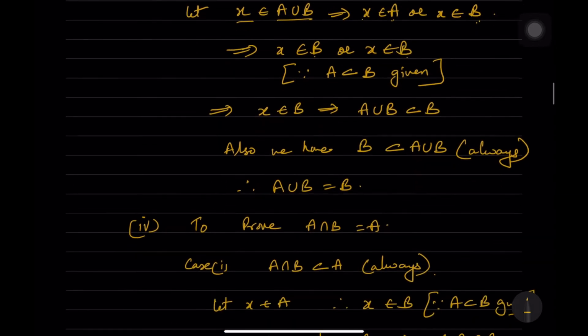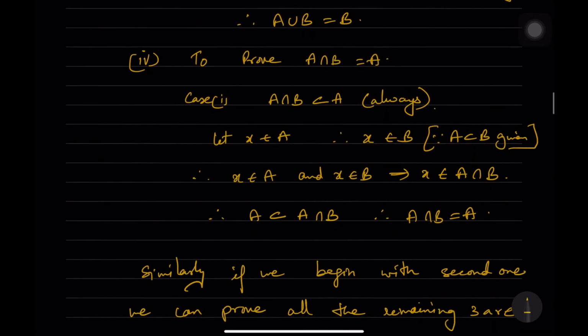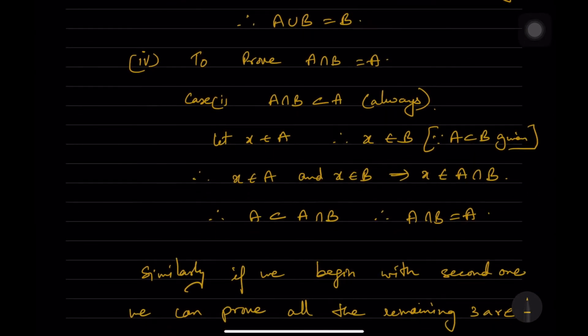Now next, fourth one, to prove that A intersection B is equal to A. Case 1: A intersection B is a subset of A. Always we have seen this, isn't it? So therefore let x belong to A, therefore x will definitely belong to B over here, because A is the subset of B.